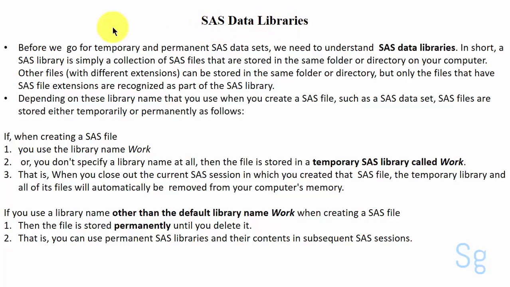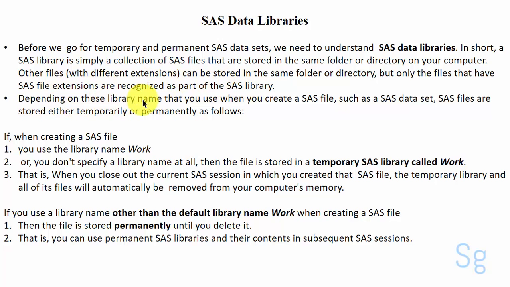SAS Data Libraries. Before we go for temporary and permanent SAS datasets, we need to understand SAS Data Libraries. In short, a SAS library is simply a collection of SAS files that are stored in the same folder or directory on your computer. Other files with different extensions can be stored in the same folder or directory, but only the files that have SAS file extensions are recognized as part of the SAS library.